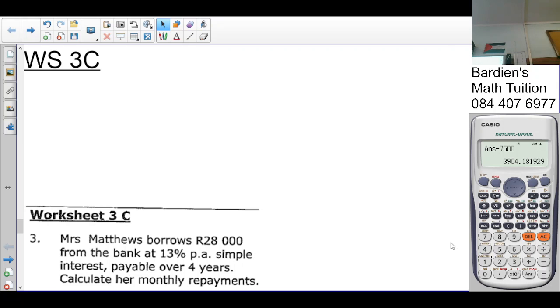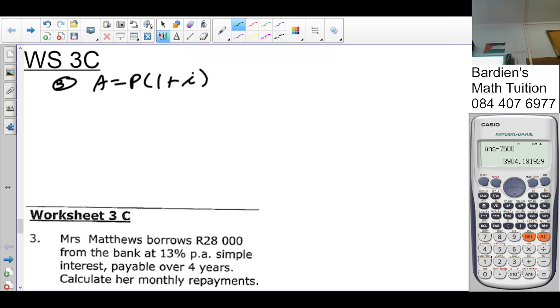People, Mrs. Matthews borrows 28,000 rand from the bank at 13% per annum, simple interest, payable over 4 years. Calculate the monthly repayment. So firstly, I must calculate the final amount that needs to be paid back. So how do I do that? Formula. What's the formula? A is equal to P into 1 plus I to the exponent.